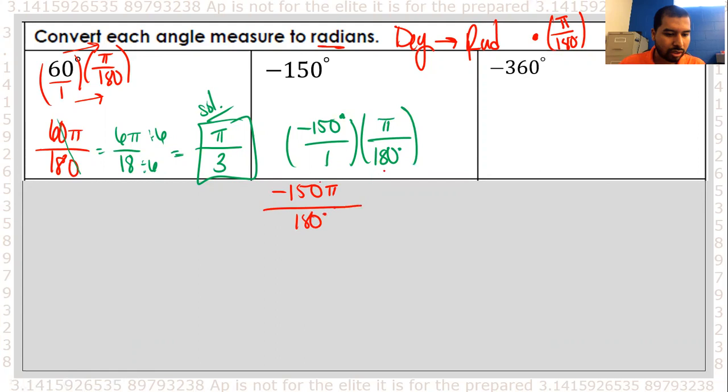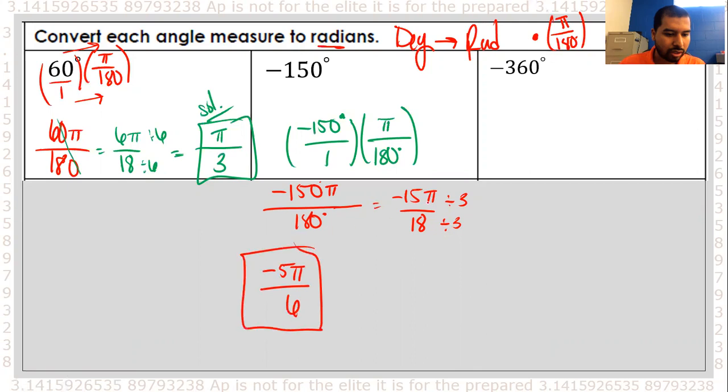Okay, so from here, I'm going to go ahead and simplify by 10. So I got negative 15 pi over 18. Now, this right here, I'm going to try to simplify it more. So I'm going to divide by 3 because I think that's the only number that we can use, because 2 won't work for the 15 and 3 will. And it also works on the 18, as we saw in the last example. So negative 15 divided by 3 should give me a negative 5 pi. And 18 divided by 3 gives me a 6.